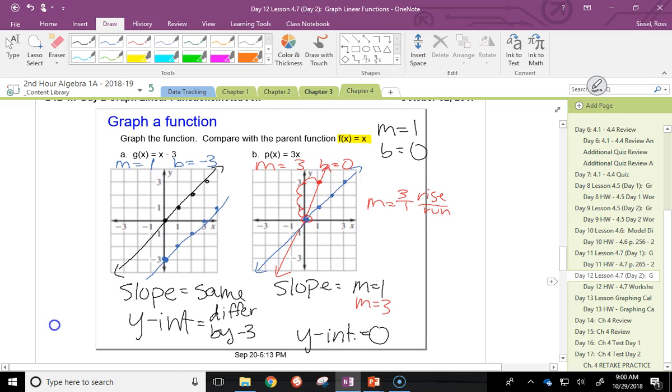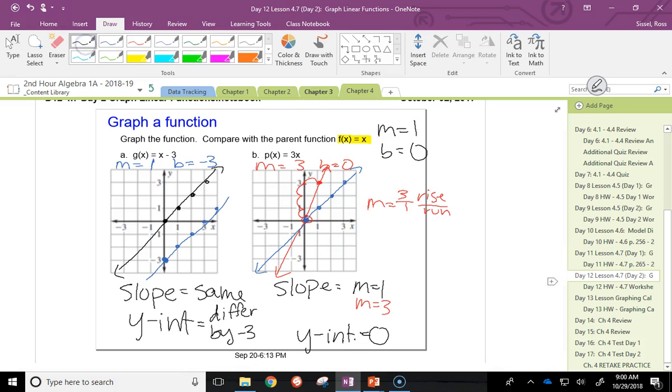And remember guys, what's the first thing you should check before you graph? That both of the equations are in which format? y equals mx plus b. They always have to be written in this equation.